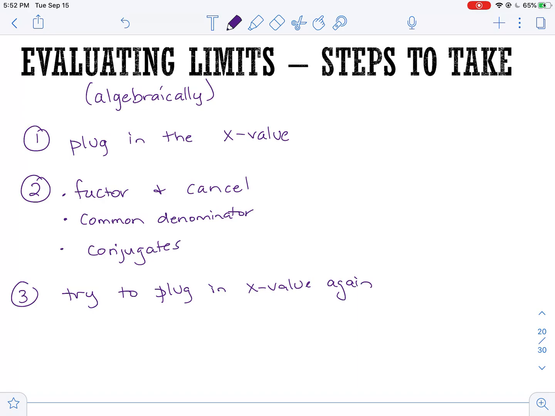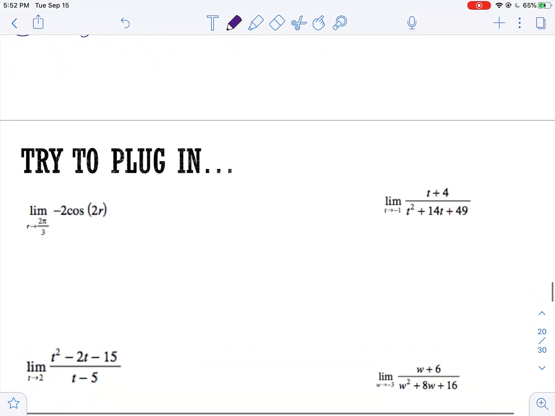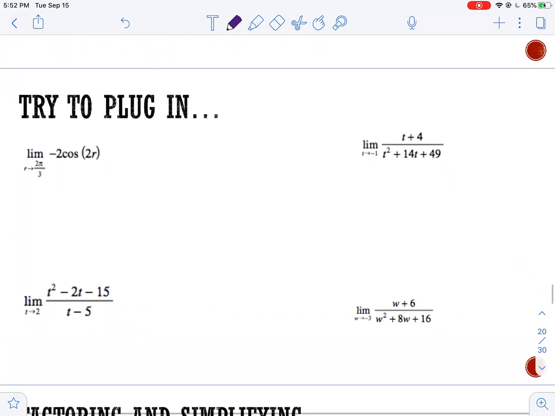So if one of those things from step 2 works, then you're going to try and plug in the x value again and see what happens. So try to plug in. That's step 1. So let's look at the first one. It's telling you to plug in 2 pi over 3. So as r is getting closer to 2 pi over 3, what's this limit going to be?